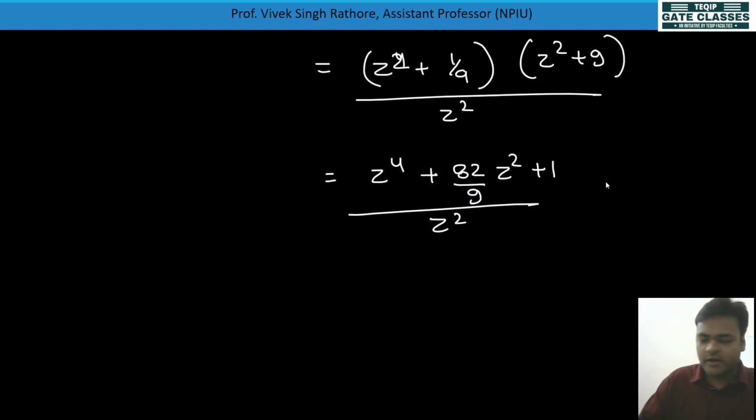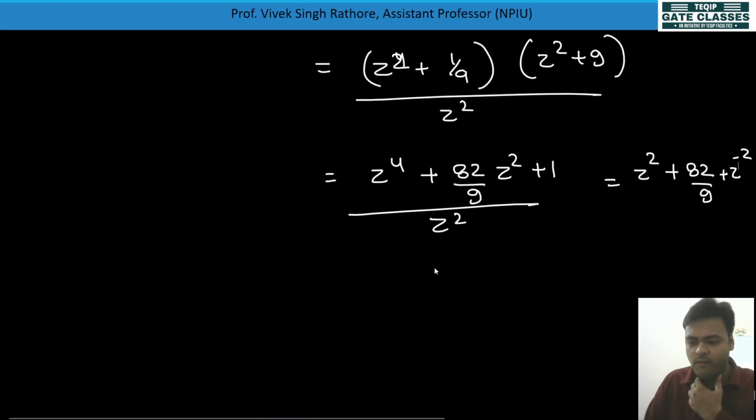So what we'll get? We'll get z square, see we'll divide it, so we'll get 82 by 9 plus z to the power minus 2 is there, 1 by z square, z to the power minus 2 is there. Okay, this is nothing but f of z.